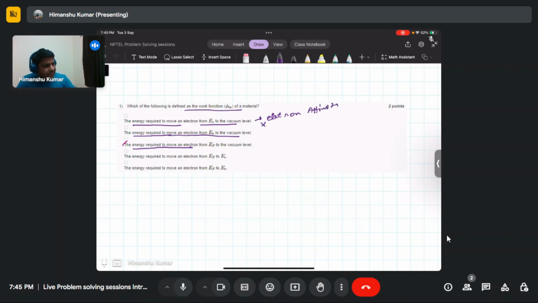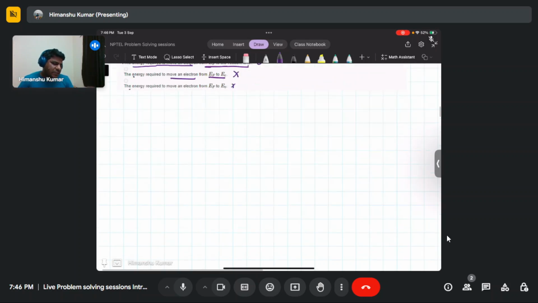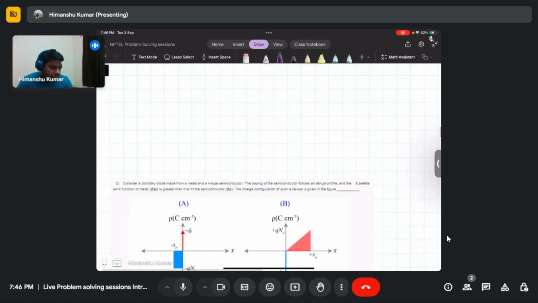The next option does not have any significance. The energy required to move an electron from EF to the vacuum level is defined as the work function, and this is the correct option. The last choices, the energy required to move an electron from EF to EC, is wrong, and from EF to EV is also wrong. So this is just a definition type of question. I hope my explanation is quite clear.